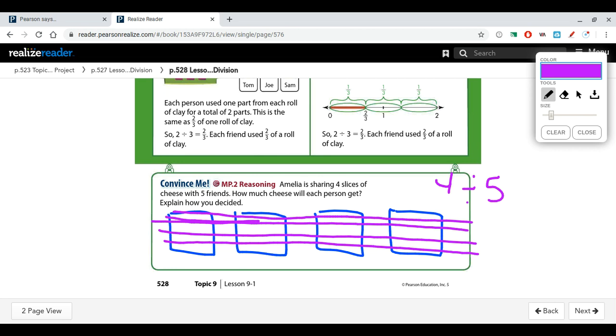I have total number of pieces. Let's count how many each one's going to get. So I have 1, 2, 3, 4. Each person is going to get 4/5 of a slice. Okay, so it's going to be 4/5 of a slice of cheese. So each person, so I would get 1/5, 2/5, 3/5, 4/5. So each person would get 4/5 of a slice. I represent that as a division expression by doing 4 divided by 5.